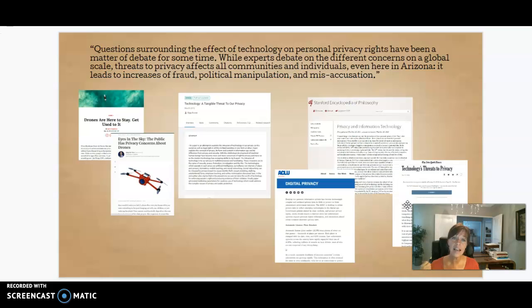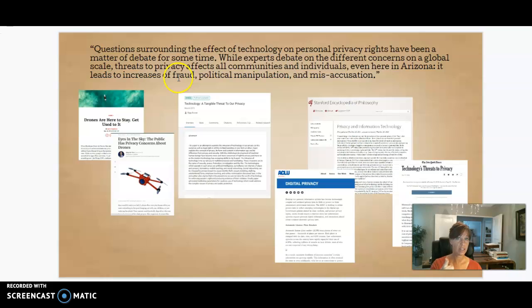Threats to privacy affect all communities and individuals, even here in Arizona. It leads to increases of fraud, political manipulation, and misaccusation. My brain is not working, and I don't even think misaccusation is a word, but it's all I can come up with right now, so bear with me. So there's your thesis that encompasses everything. It prepares your audience for the synthesis of a global discussion coming up, and it gives them three points or subclaims that will support your thesis.